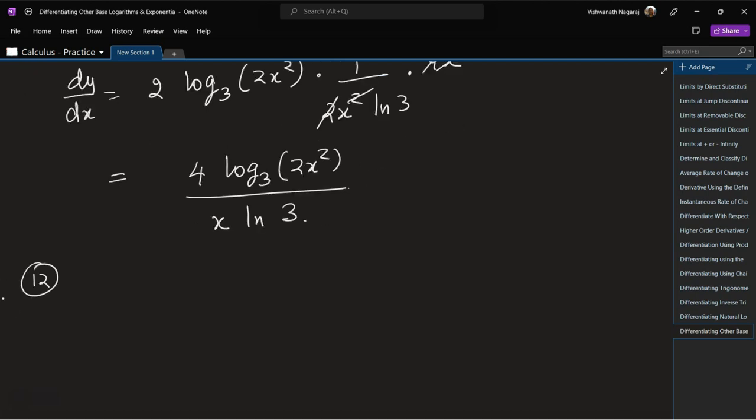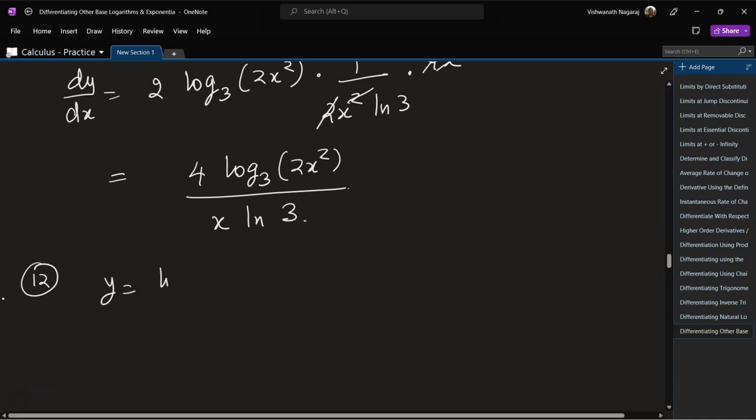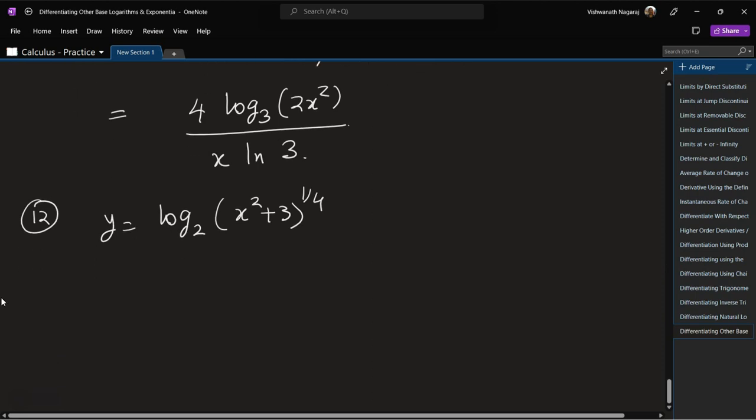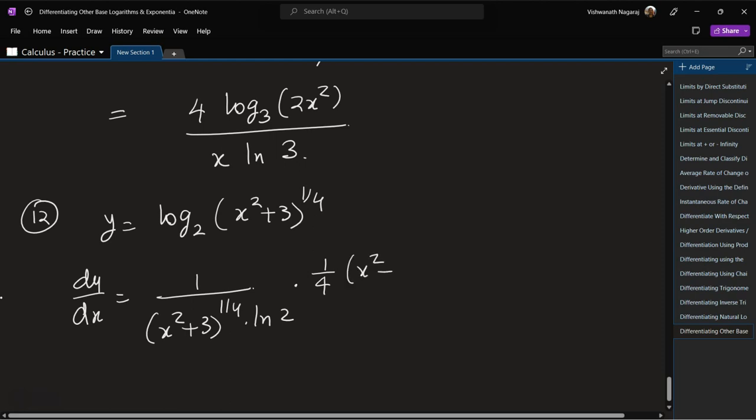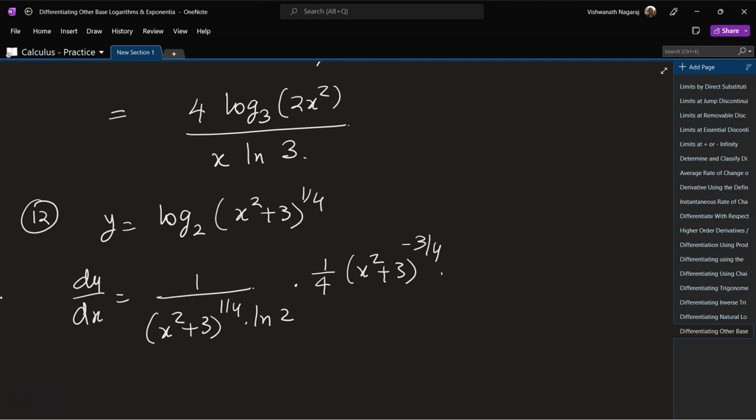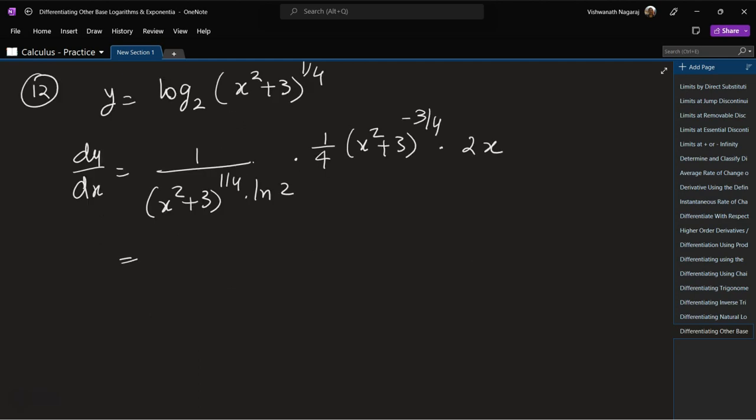Okay. 12th one, y is equal to log to the base 2 of 4th root of x square plus 3, that is to the power of 1 by 4. Okay. Dy by dx is equal to 1 by x square plus 3 to the power of 1 by 4 times natural log of 2 times 1 by 4 x square plus 3 to the power of 1 by 4 minus 1, that is minus 3 by 4 times 2x. Okay. Now let's simplify this.